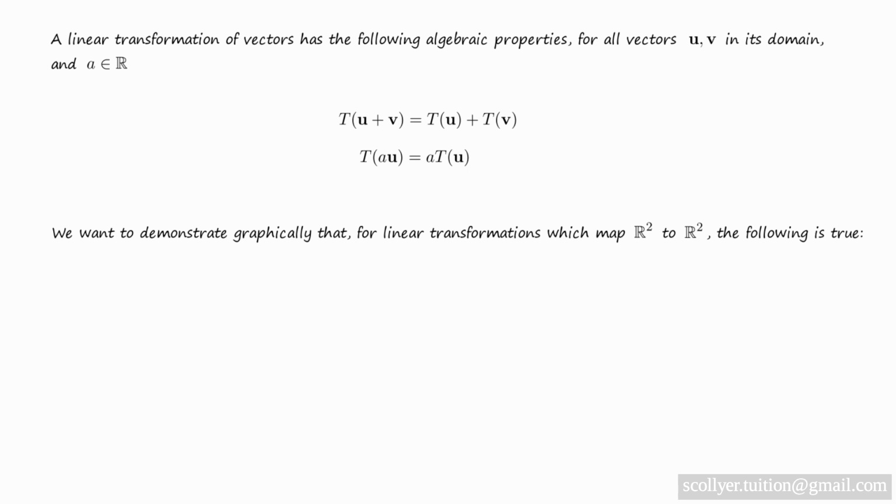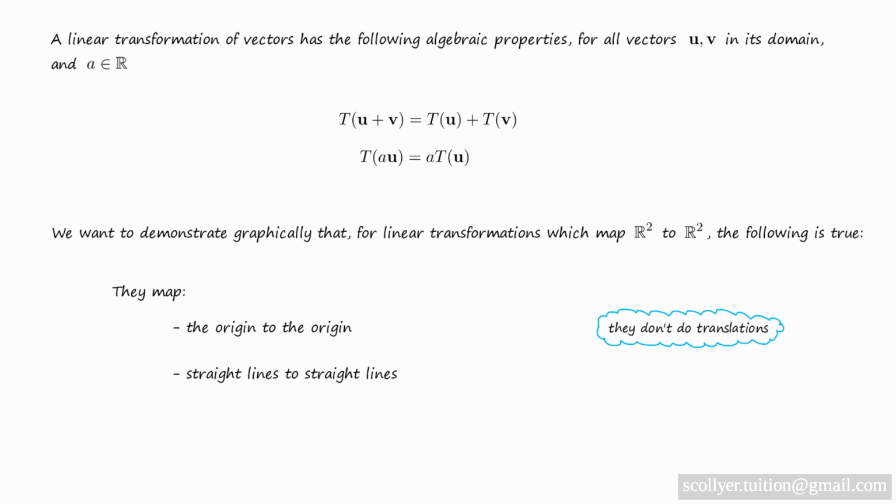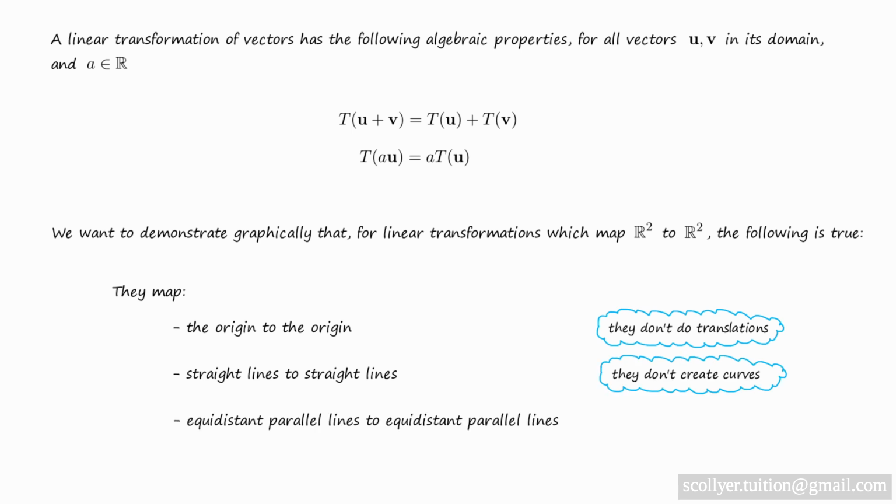to R2, the following facts are true. They map the origin to the origin, which means they don't do translations. They map straight lines to straight lines, which means they don't create curves. They map equidistant parallel lines to equidistant parallel lines, which means they treat the whole plane uniformly.